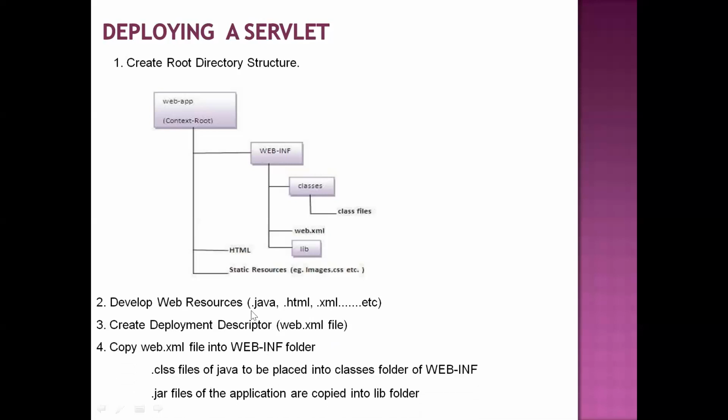Now, once the web.xml file creation is over, compile your servlet programs. We'll get the .class files. Copy these .class files under the classes folder. And if there are any .jar files required for your application, copy all those jar files under the lib folder. This is the next step we need to do.